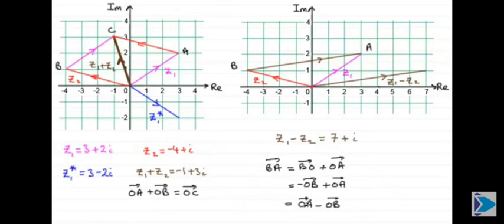Well, that brings us to the end of the tutorial, but I hope it's given you an opportunity to see how we can represent complex numbers on an Argand diagram and how they relate to vectors.